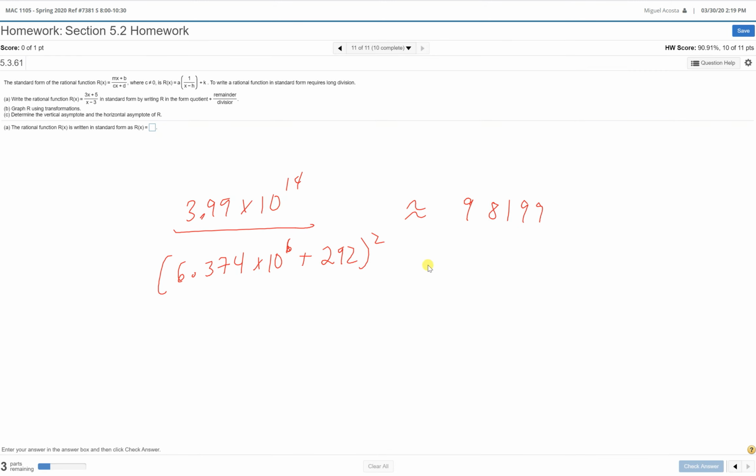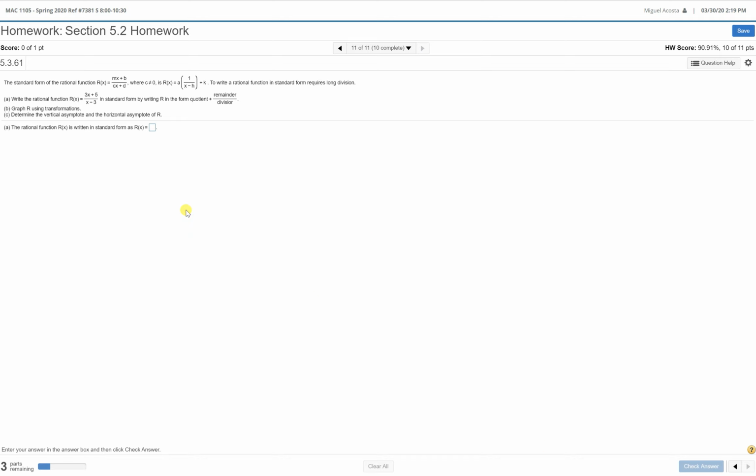Alrighty, so we're going to clear. And the last question: a standard form of the rational function. They gave you r of x in another form. To write a rational function in standard form requires long division. Write this equation in standard form. I'm almost certain I took it out of the homework, so I'm doing this for myself at this point. But we're going to go ahead and do this.